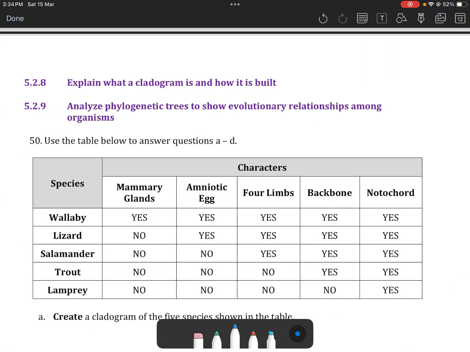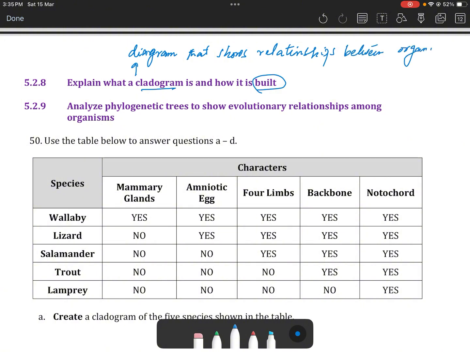Next one, explain what a cladogram is and how it is built. So it means that, very important, you need to make it. Cladogram is basically a diagram that you need to build that shows the relationship between organisms. So based on ancestral characters and derived characters, it shows how they are related.